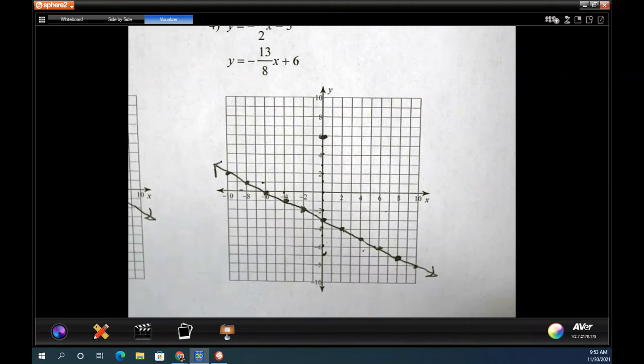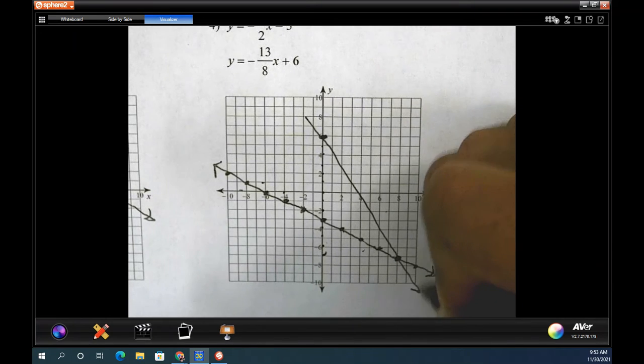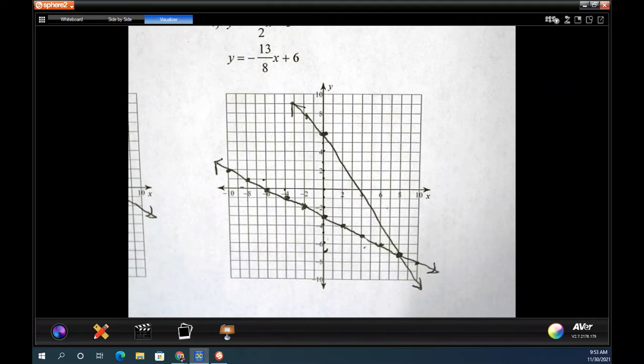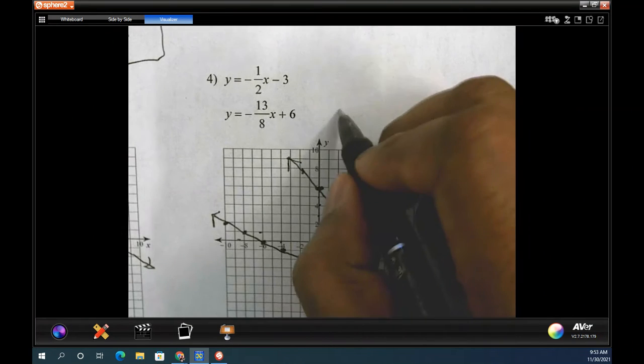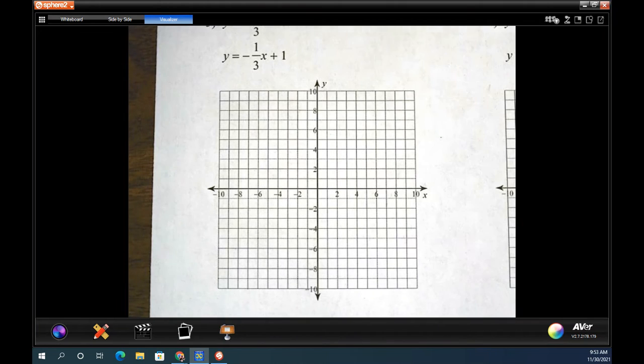That's all we can do. Connect those. That's where the 2 points intersect, right there. So our answer for this one would be 8, negative 7, where the 2 points intersect. All right, try number 5. See if you can get number 5.